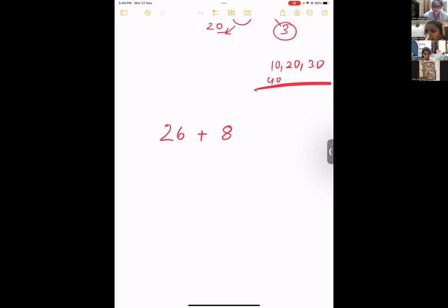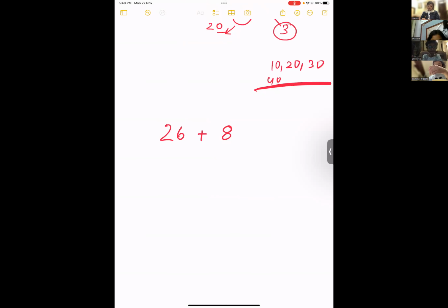Kabir, everyone else go on mute. Ma'am, it's 34. Samaira, I know you can calculate it mentally also right now, but just see how I am solving, okay? Yes, very good. Now, everyone go on mute. Kabir, you just have to solve this with me. 26 plus 8, we have to do it mentally.